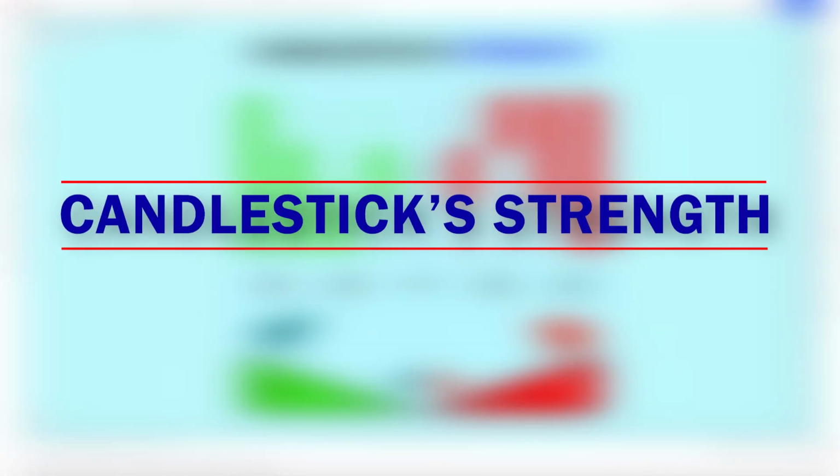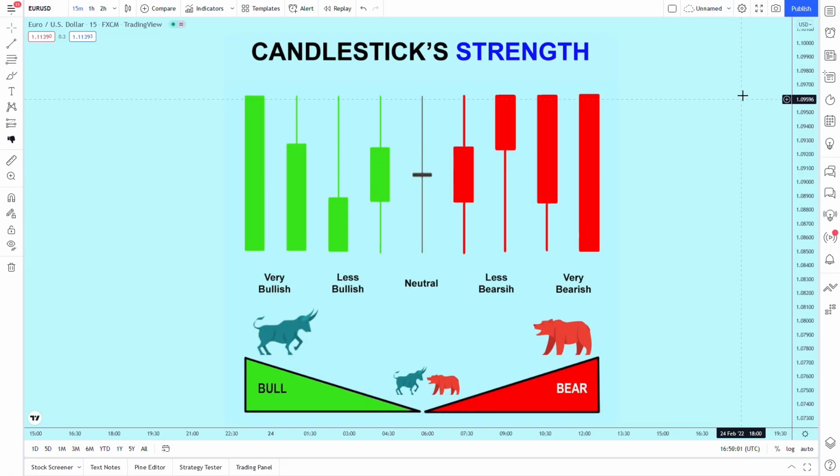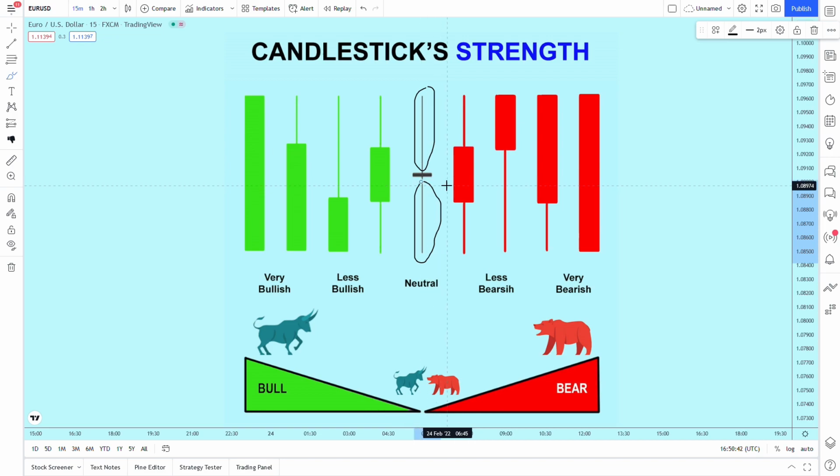Now let's talk about candlestick strength. Here I used green color, so don't be confused by that. Okay, so we have very strong bullish candlesticks, and we have very strong bearish candlesticks. And of course we have neutral candlesticks. Let's start with the neutral candlestick. Here we can see this candle with a very small body. See, the body is extremely small. But the wicks, this one and this one, are very strong and large.